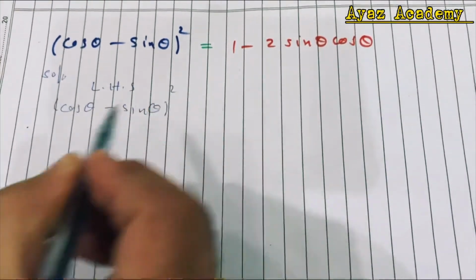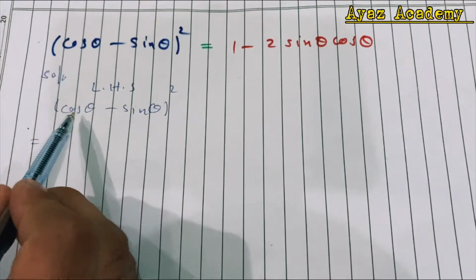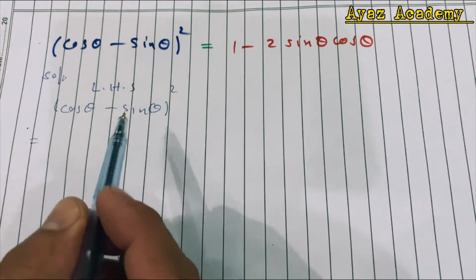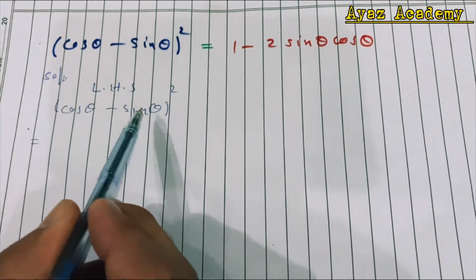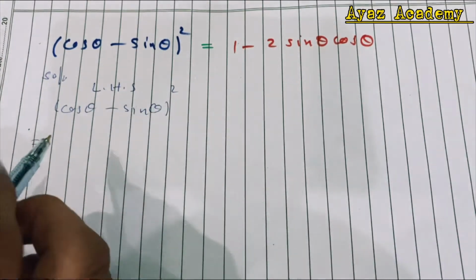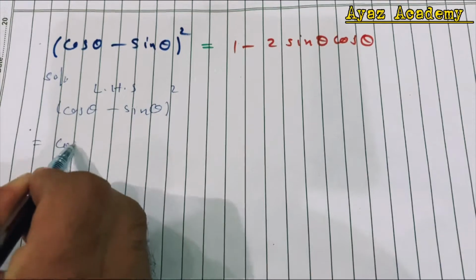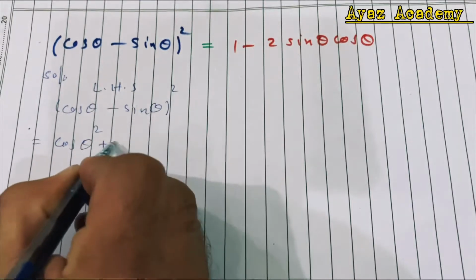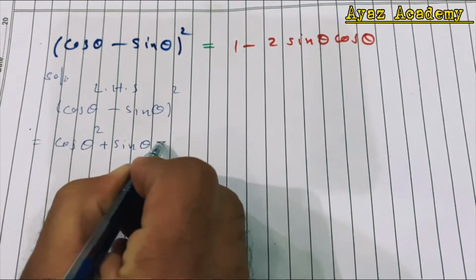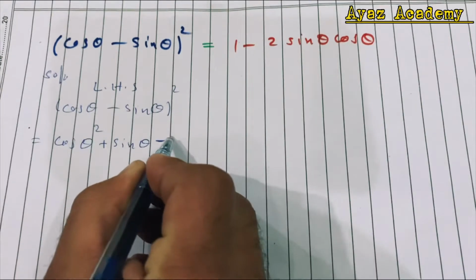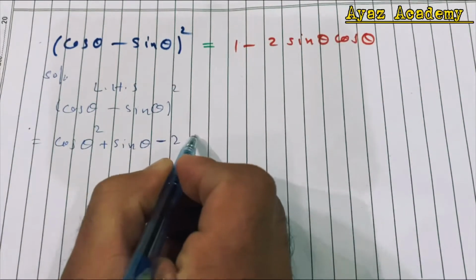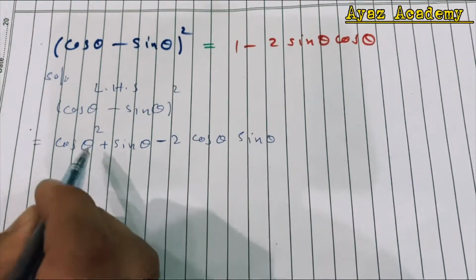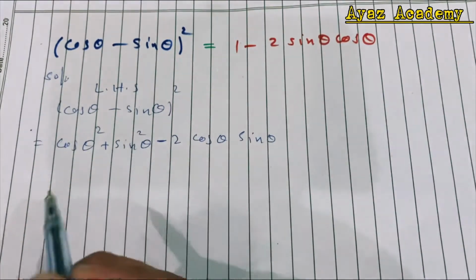Now we know that (a minus b) whole square is equal to a square plus b square minus 2ab. So this is the formula for (a minus b) whole square. So (a minus b) whole square is equal to a square, a here is cos theta, plus b square, b here is sin theta, minus, here it is minus, so minus 2 times a, which is cos theta, and b, which is sin theta. So a square plus b square.